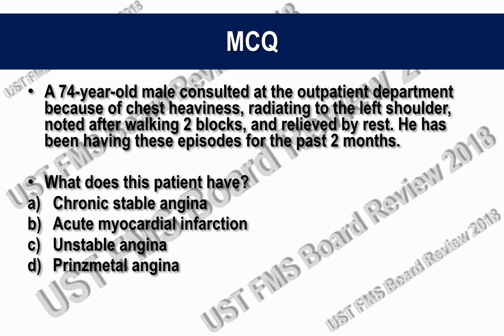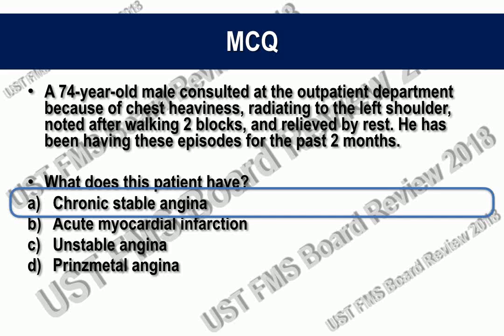Multiple choice. 74-year-old male consulted because of chest heaviness, radiating to the left shoulder after walking 2 blocks, relieved by rest, and he has been having these for the past 2 months. What is the condition of this patient? So this is the characteristic description of a patient who has chronic stable angina. All right? So a typical angina or stable angina, typical chest pain, but it's precipitated by effort, relieved by rest.